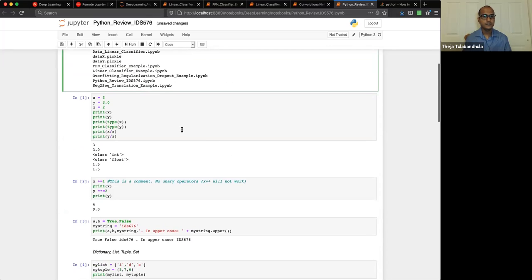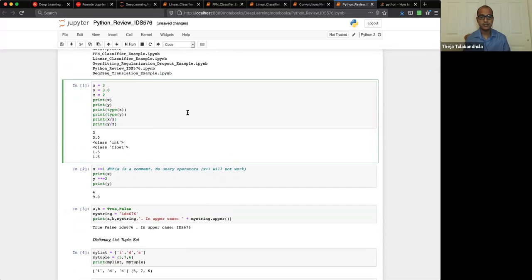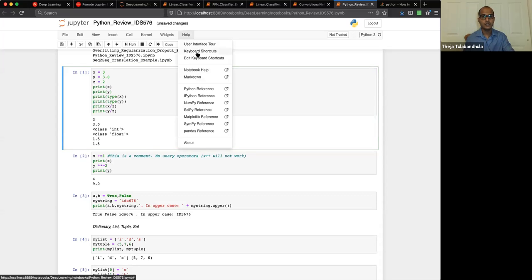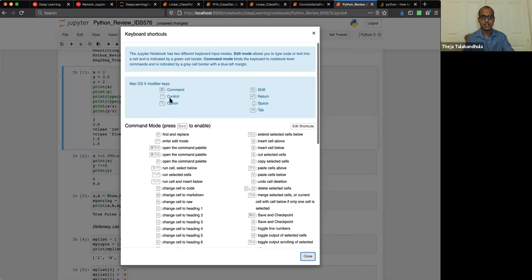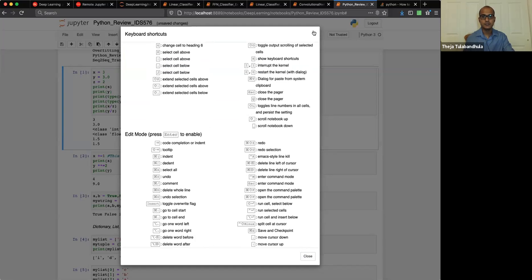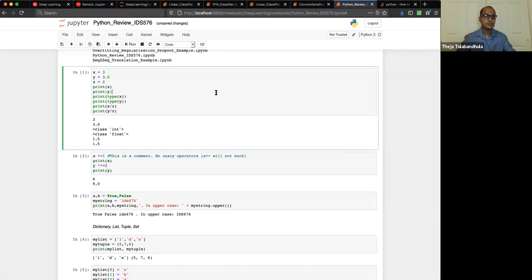This is a Jupyter notebook interface, for those who have not seen it. There's a bunch of cells. You can execute cells by pressing Command Enter on Mac, Control Enter on Windows. You can look at the help, so you can see keyboard shortcuts. There's a bunch of shortcuts, and I'm on Mac, so it's showing shortcuts relevant to Mac. It's worthwhile knowing how to use the shortcuts.